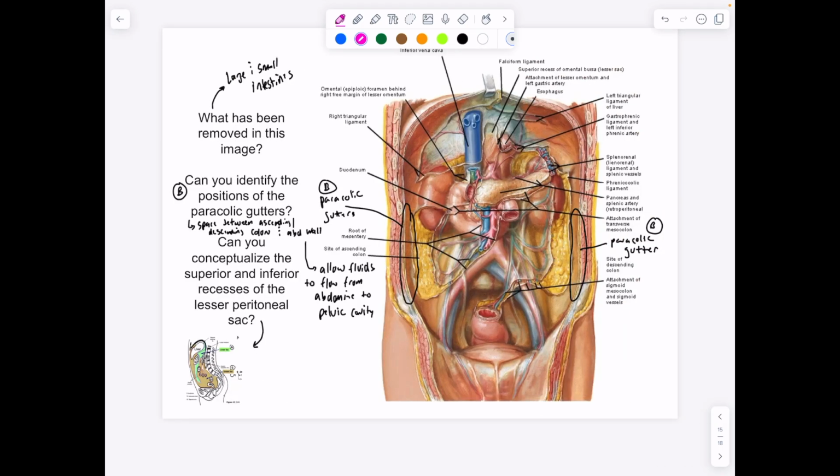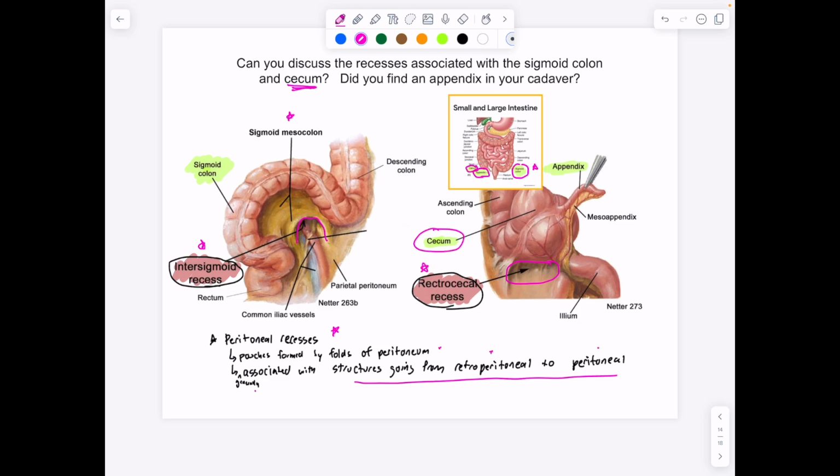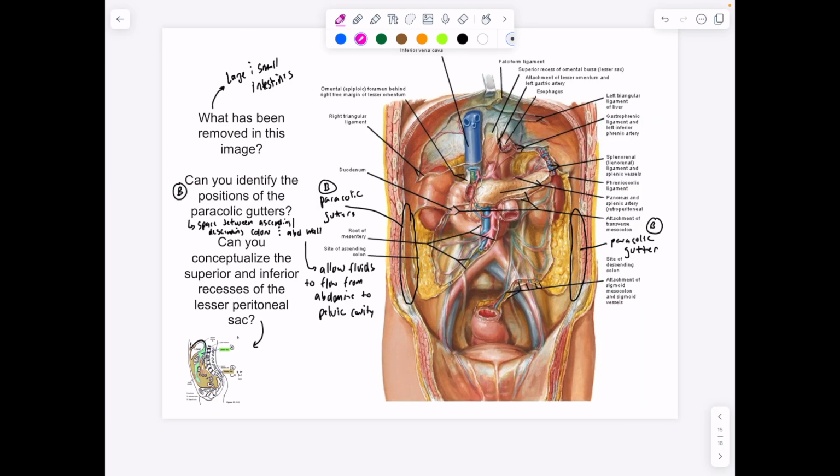All right, what structure has gone from partially covered to fully covered by the peritoneum? What has been removed from this image? Well, we're missing the large and small intestines. Can you identify the positions of the pericolic gutters? Yes, they are located right here, spaced between the ascending and descending colon and the abdominal wall. It allows fluids to flow from the abdomen down to the pelvic cavity.